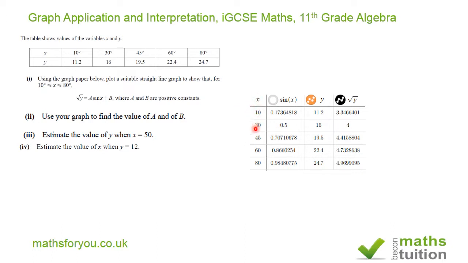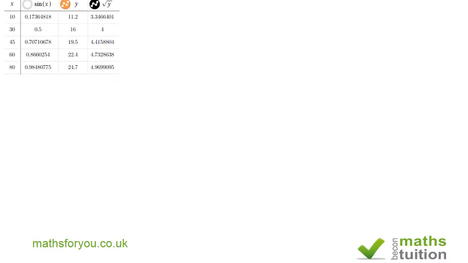These are the given x values, and from that I'm going to find my sine x values, which are in column 2. Having found sine x, and then using y, I'm going to find the square root values of the respective y values, and that's what we got there. Now, this is the table we had from the last slide.